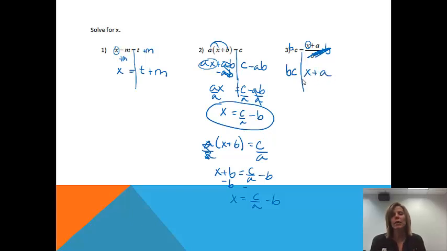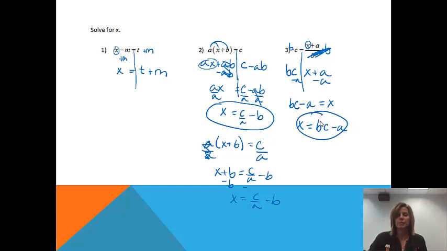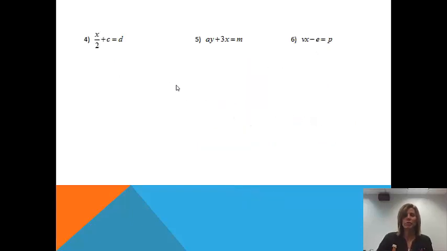Now remember, we want to get the a by itself, so to get rid of the plus a, we're going to do minus a to both sides. So I'll have bc minus a equals x, and if I wanted to, I could rewrite it as x equals bc minus a. Alright, these are so much fun. Let's try a few more.